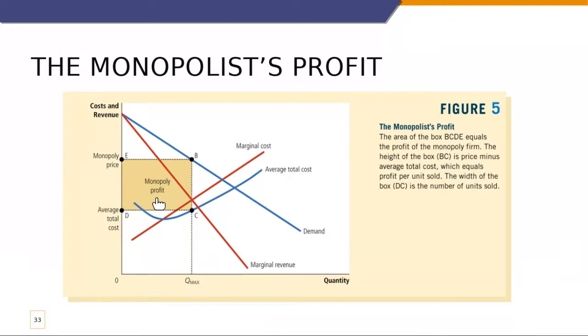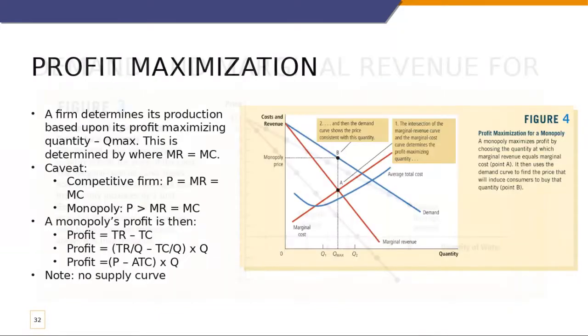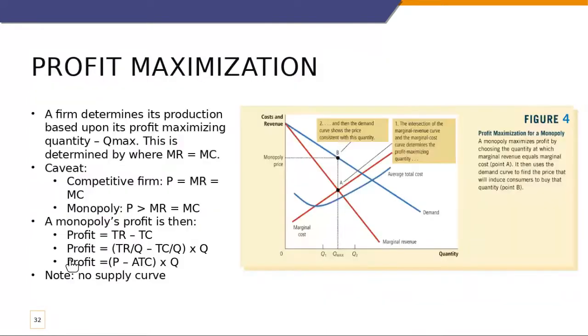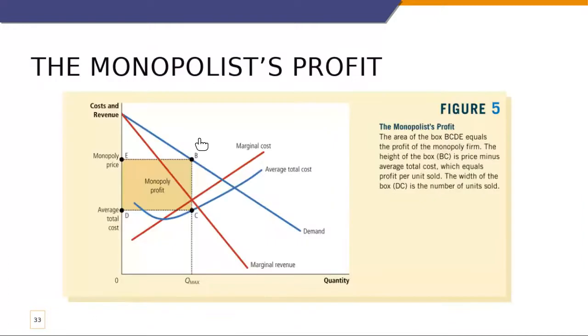So simply put, this is a graphical visualization of the equation we showed right here. Profit equals price minus average total cost times quantity, right? Take a look at that, and then we come back over here and we see monopoly price is greater than average total cost. Price minus average total cost times quantity gets us the area of this rectangle.